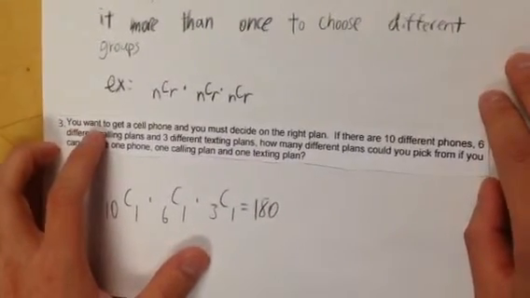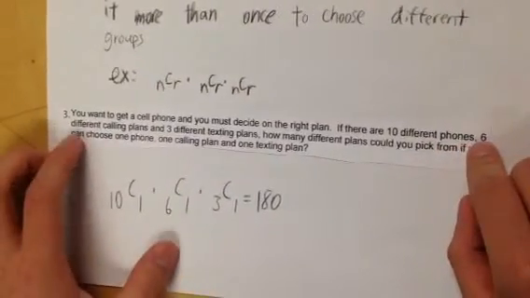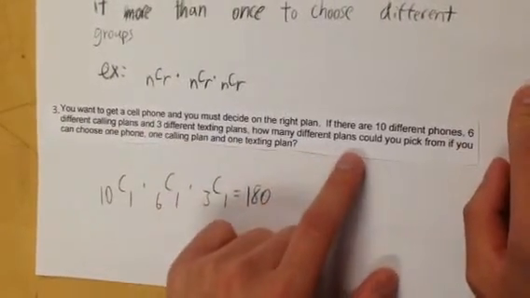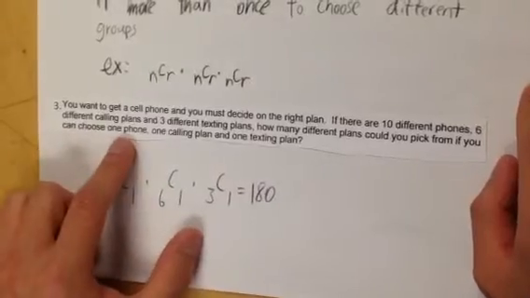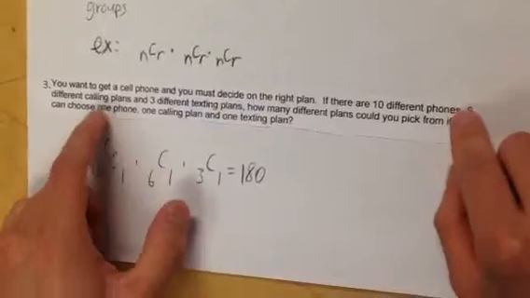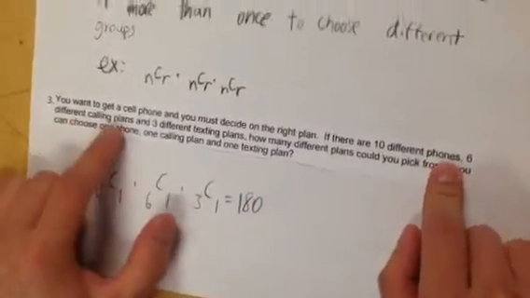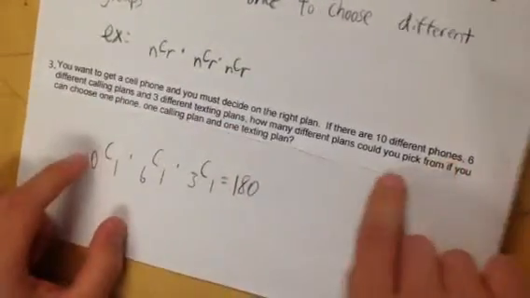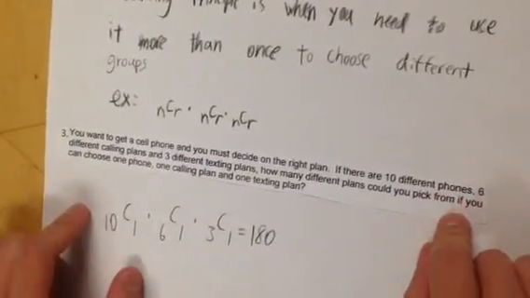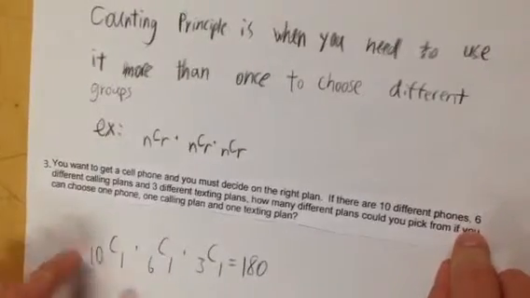You want to get a cell phone and you must decide on the right plan. If there are 10 different phones, 6 different calling plans, and 3 different texting plans, in how many different plans could you pick from if you can choose 1 phone, 1 calling plan, and 1 texting plan? Here we can see there's 3 different groups we're picking from. It's the different phones, different calling plans, and different texting plans, and we can only choose 1 for each of them. So you multiply them all together, and the order does not matter for this problem, so use combination.